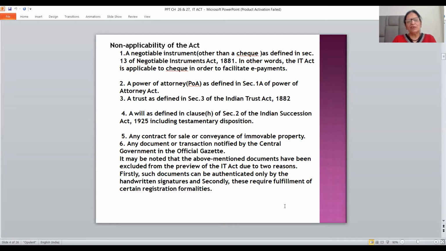Now the question arises, what are the reasons why these agreements and documents have been excluded from the purview of the IT Act? Friends, there are two reasons for this. The first reason is these documents can be authenticated only by handwritten signatures. And the second reason is these documents require fulfillment of certain registration formalities. So friends, I have explained the 6 points under the heading non-applicability of the Act. Otherwise, the IT Act is applicable to the whole of India, including the state of Jammu and Kashmir.